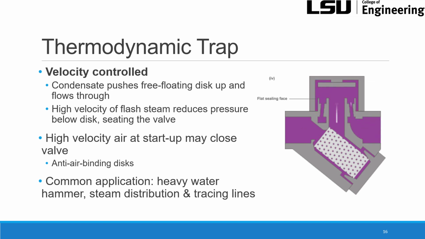One negative effect of this trap is that air during startup can move too fast and close the trap, which is not what we want. However, this trap can withstand heavy water hammer, so it's often used for steam distribution and steam tracing lines.